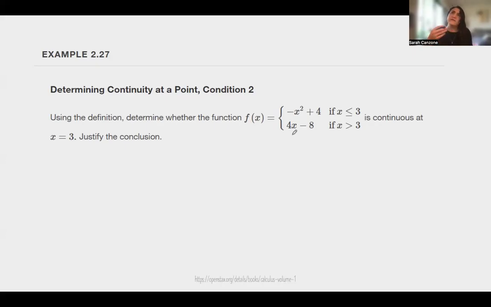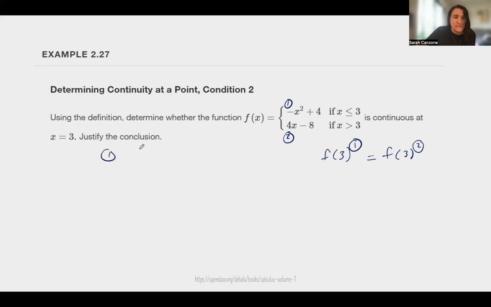But instead of really looking at the limit here, all we need to consider, let's call this function 1 and function 2, is that the points that we get when we plug in 3 in function 1 and function 2 are going to be the same. So we need f of 3 for function 1 to be equal to f of 3 for function 2. All right, so let's go ahead and check that.